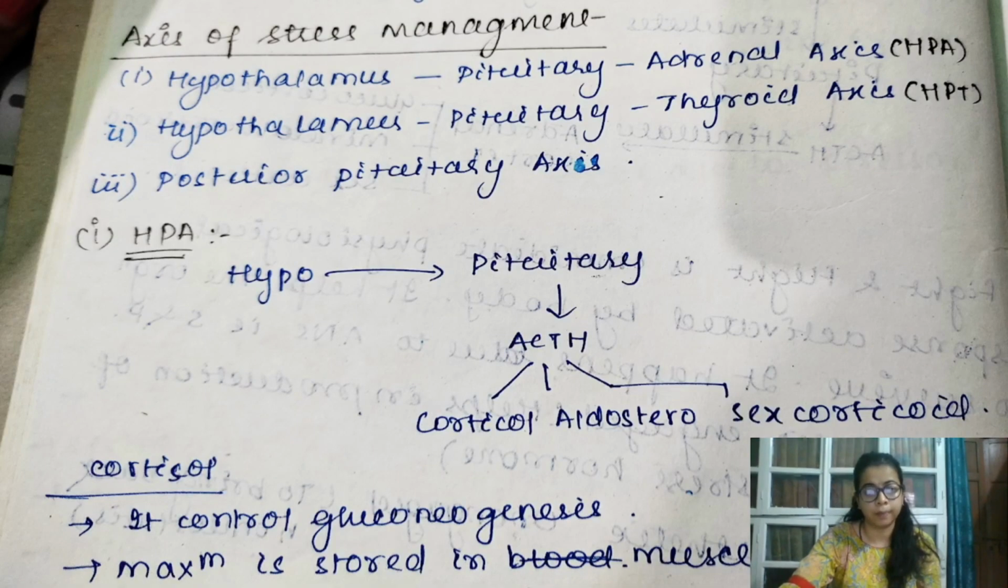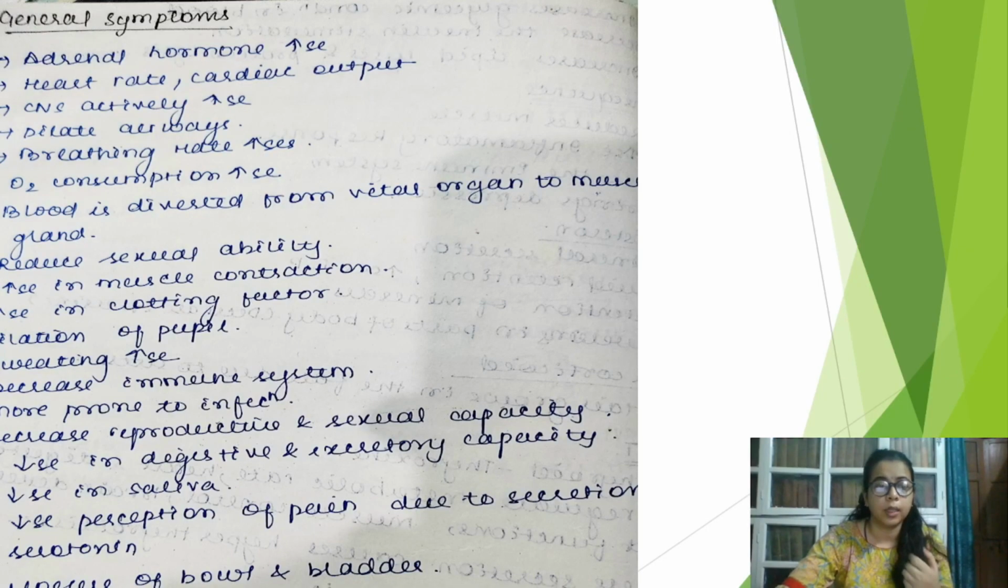If we remain under stress for a long period of time, then majorly these three axes will be affected. That is the adrenal axis, which controls the cortisol hormone, aldosterone and sex corticoids. The pituitary axis, which controls the thyroid hormone, which is a master controlling the majority of our body activity. And the posterior pituitary axis will be affected.